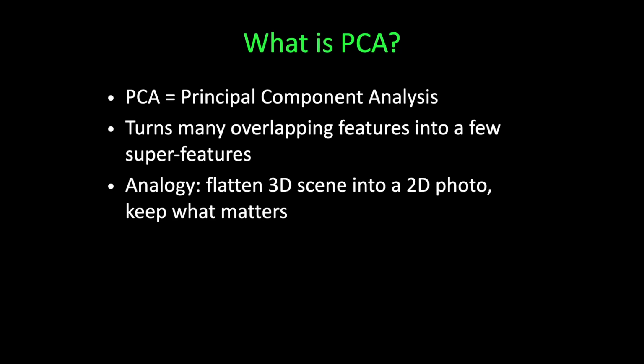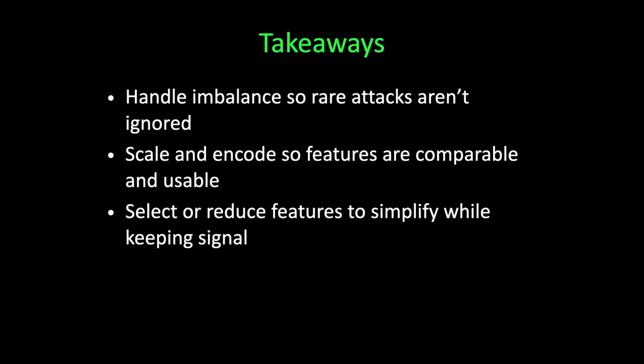Again, let's go back to that photo example. The real world that we live in is 3D, but when you take a photo, it flattens it to 2 dimensions while keeping the most important information. PCA works the same way. It reduces dimensions while keeping the structures that matter. So in practice, PCA is just a tool for dimensionality reduction, turns many overlapping columns into fewer, clearer columns.